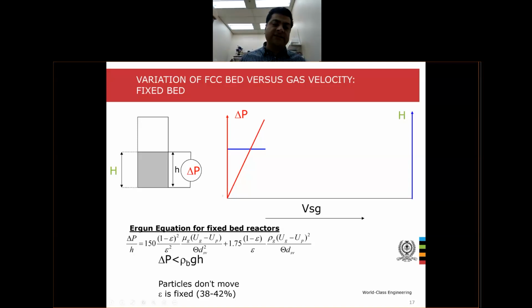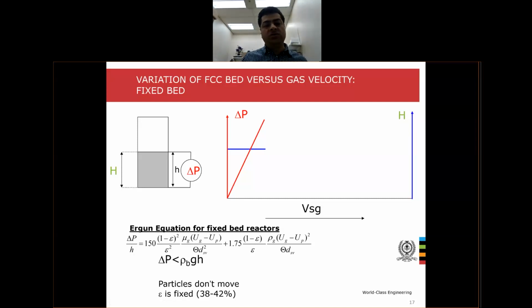You can easily observe that when you increase the gas velocity up to some level, your pressure drop increases, but the bed level H does not change. The blue color is about the bed height H, that's why the y-axis is shown by a blue color. Red is used for delta P. You can see that when you start to increase the gas velocity, pressure drop increases, but the bed level is fixed. It's a characteristic of fixed bed reactors.